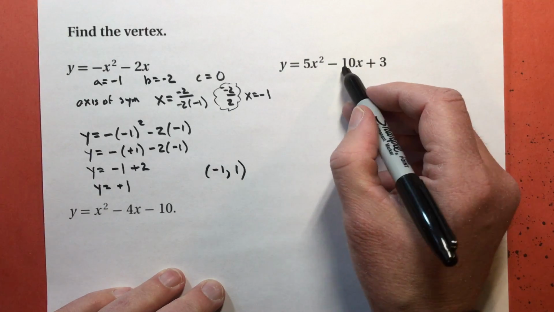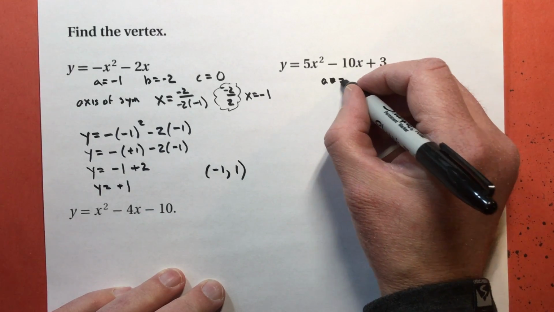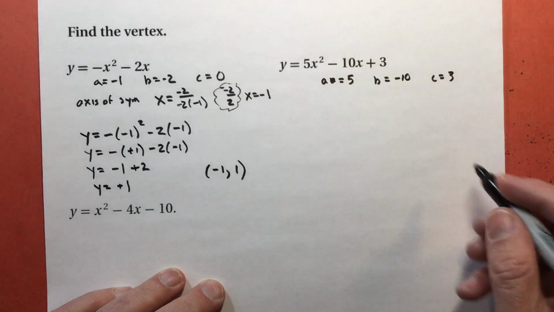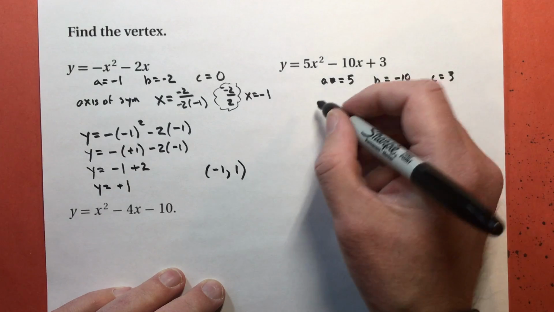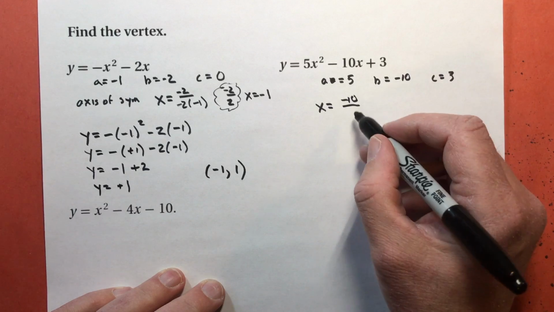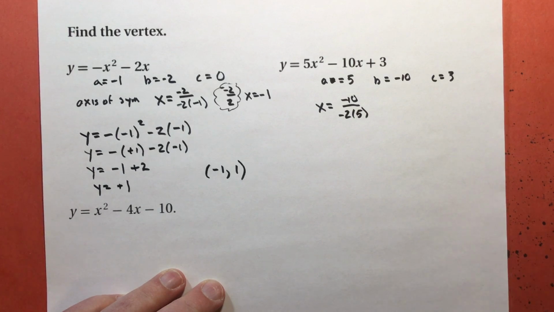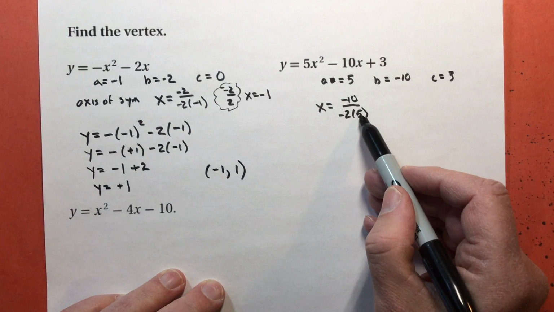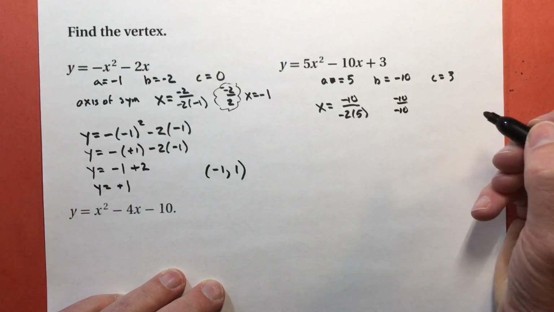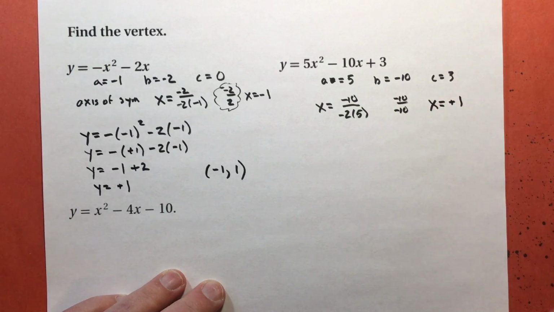So for 5x squared, subtract 10x plus 3, my a is 5, my b is negative 10, and my c is 3. Of course, I don't care about the c for this problem. So my axis of symmetry is going to be x equals negative b, negative 10, over 2 times a, which is 5. Now, in my head, 2 times 5 is 10. So in my head, I've got 10 divided by 10. That tells me my axis of symmetry is x equals positive 1.